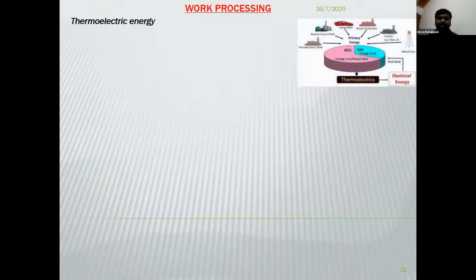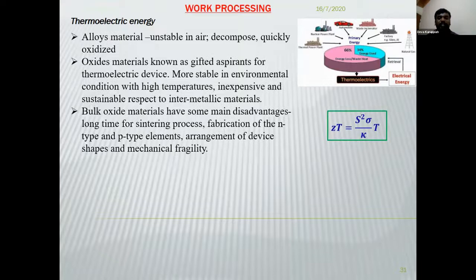Regarding thermoelectrics, many scientists are working on alloy materials for making thermoelectric modules for energy harvesting. Some disadvantages I have found: alloy material is usually not stable in air and can decompose, like it can oxidize quickly. Oxide material is known as a promising material for thermoelectrics because it is more stable in environmental conditions and at high temperature also. But bulk material has some disadvantages.